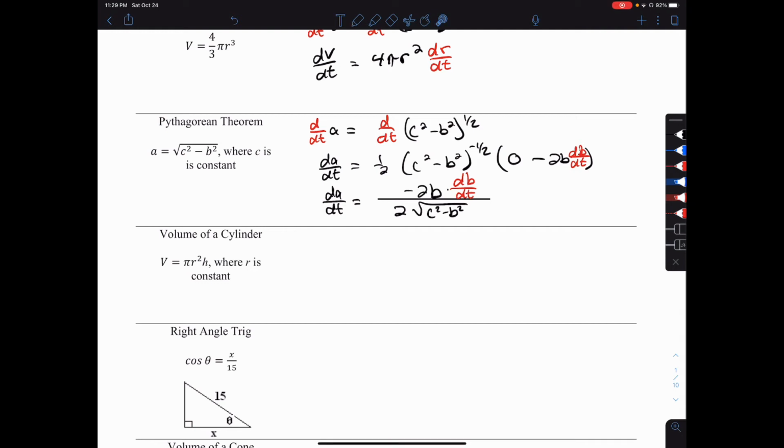What do the variables represent? Well, this is a rate of change of how A is changing as time is changing. This is a rate of change measuring how B is changing as the time is changing.